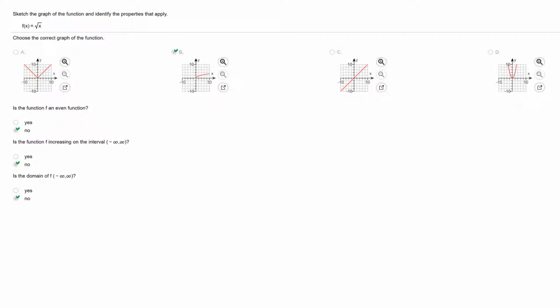Alright, so we're asked to select the correct graph of f of x equals square root of x. So we have f of x equals square root of x, which of course is the same thing as y equals square root of x. In order to graph this function, let's suppose that we don't know anything about this function, we could find some points, some ordered pair solutions by substituting values of x.